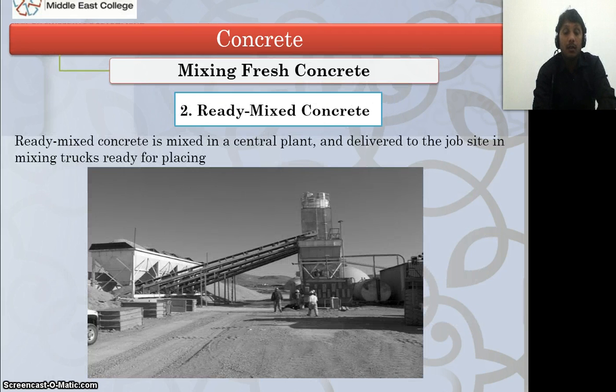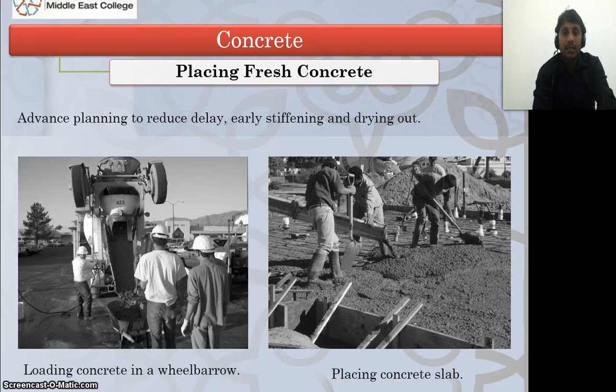So this is a very advanced one. Now we are using ready mix concrete, where we have a huge setup like silos and machines, and it is all automated. So it is used for mix designing of concrete also. They take the materials automatically, mix them, and dump it into a tanker. I have uploaded a video for this also. If you see this video, you can understand how ready mix concrete is made and delivered. Ready mix concrete is mixed in a central plant and delivered to the job site in mixing trucks ready for placing.